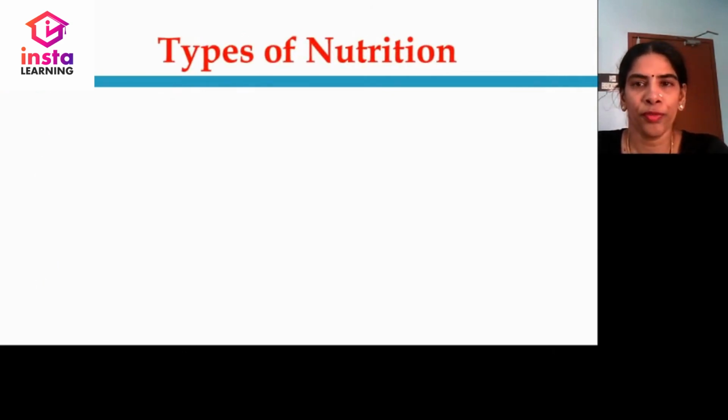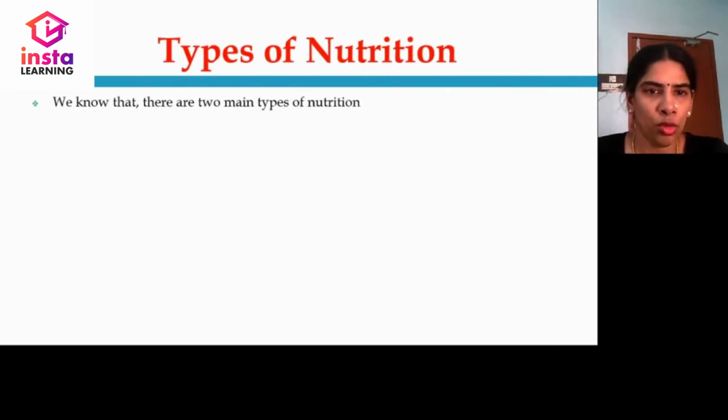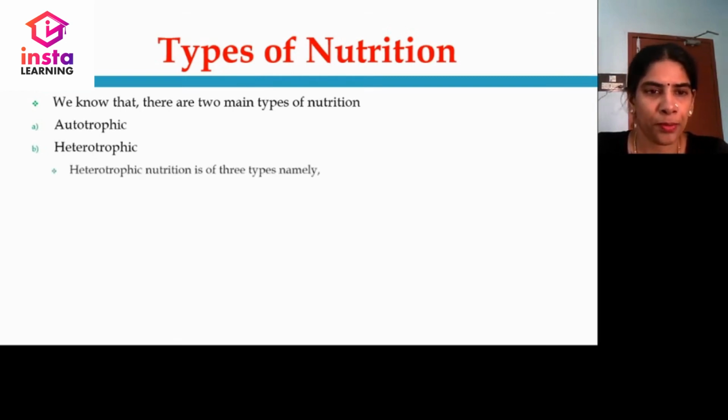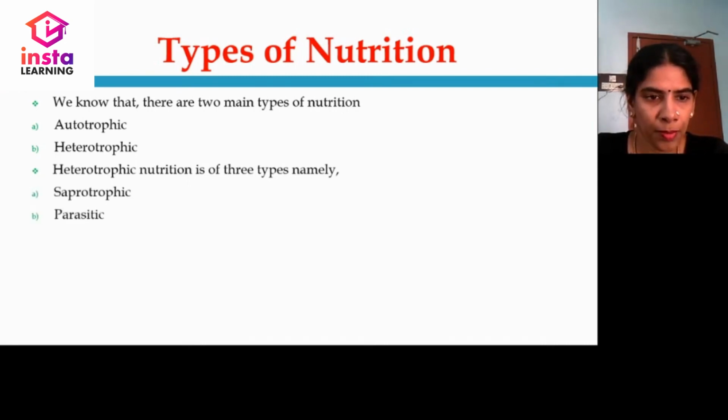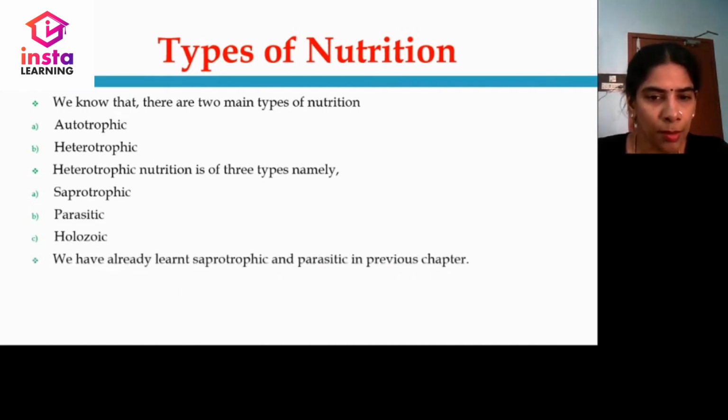What are the different types of nutrition? We know that there are two types of nutrition. They are autotrophic and heterotrophic. Heterotrophic is of three types, namely saprotrophic, parasitic and holozoic. We have already learnt about saprotrophic and parasitic in the previous chapter on plants. Now we shall discuss holozoic nutrition.